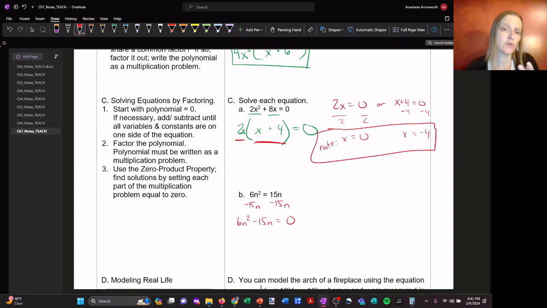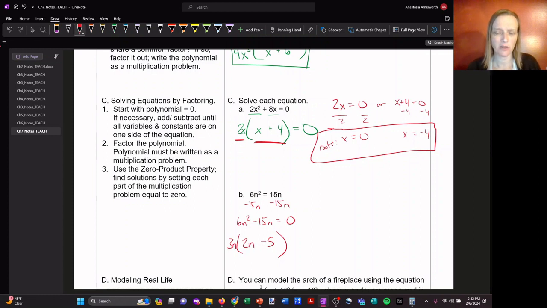And do 6 and 15 share a common factor? Yes, they do. They're both divisible by 3. So I'm going to factor out a 3. That's going to leave me a 2 here and a 5 here. I'm also going to factor out an n because I've got n squared and n, both have n in them. So I'll factor out the n.